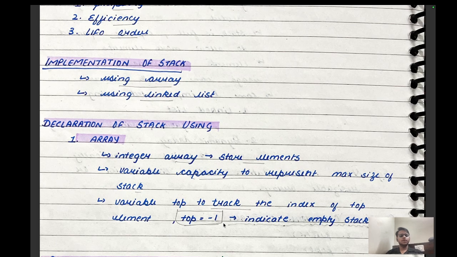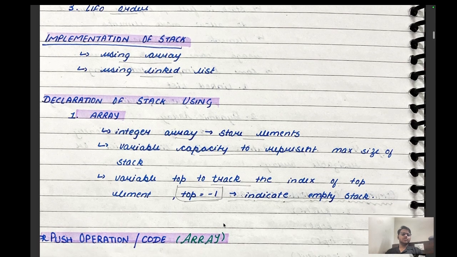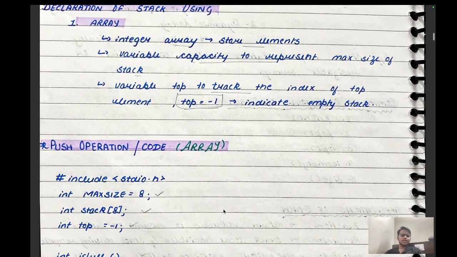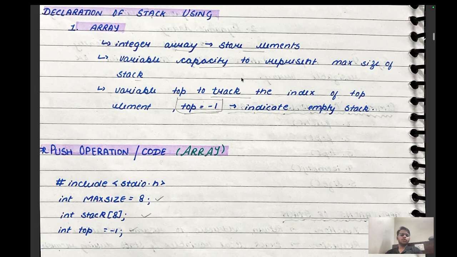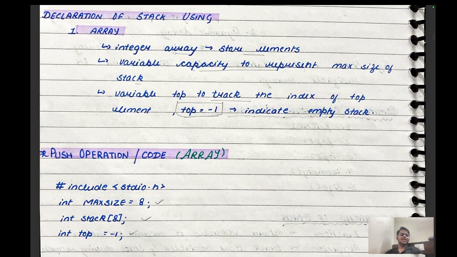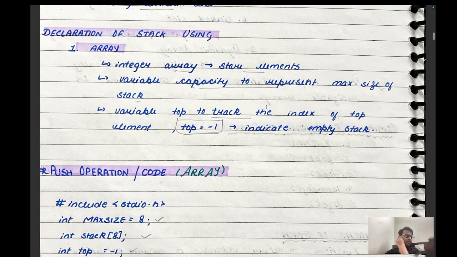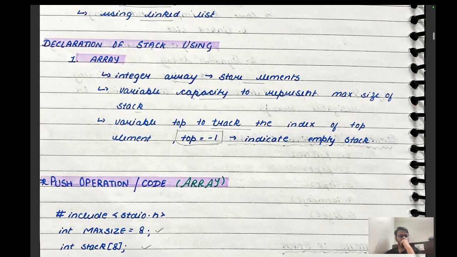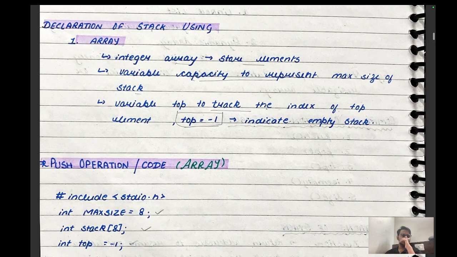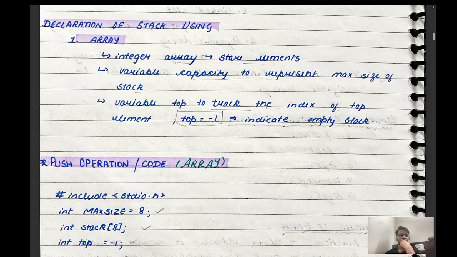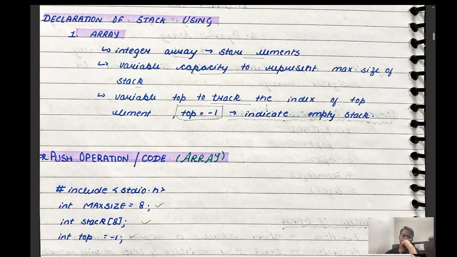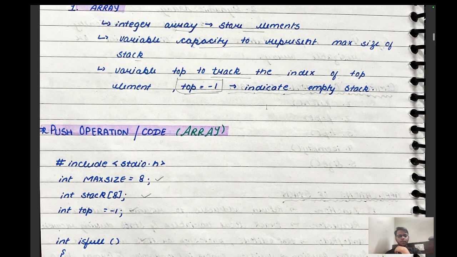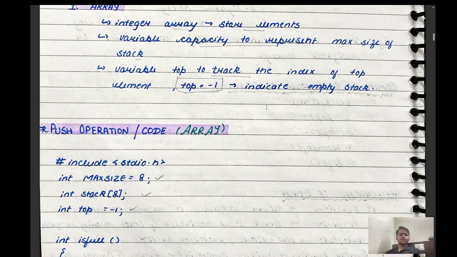Yeah, sorry. So, declaration of a stack using an array. Here we are starting the code implementation, and how to use the C language to write some code. Declaration of stack using array: an integer array stores numbers, a variable capacity represents the max size of the stack, and a variable top tracks the index of the element. top equals -1 indicates an empty stack.